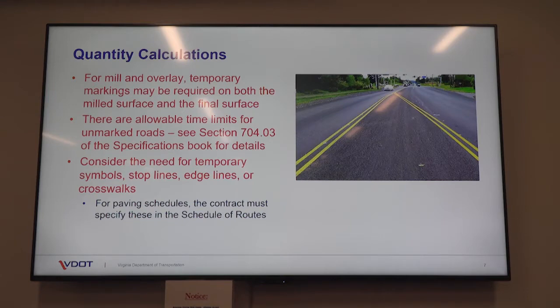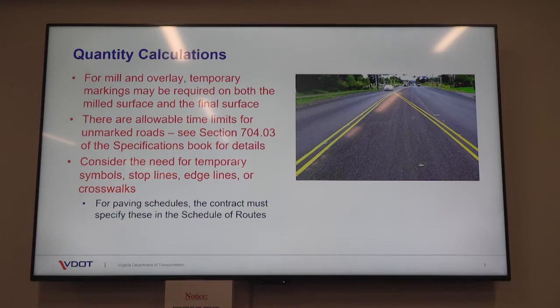Also note that there are different time limits for construction projects than there are for the repaving. So distinguish between the two types of projects. For the paving schedule, the contract, as it says down at the bottom, must specify in the schedule of routes the locations where the following are required: your temporary stop bars, your temporary crosswalks, we can't forget about these, your temporary pavement message markings, and sometimes symbols.